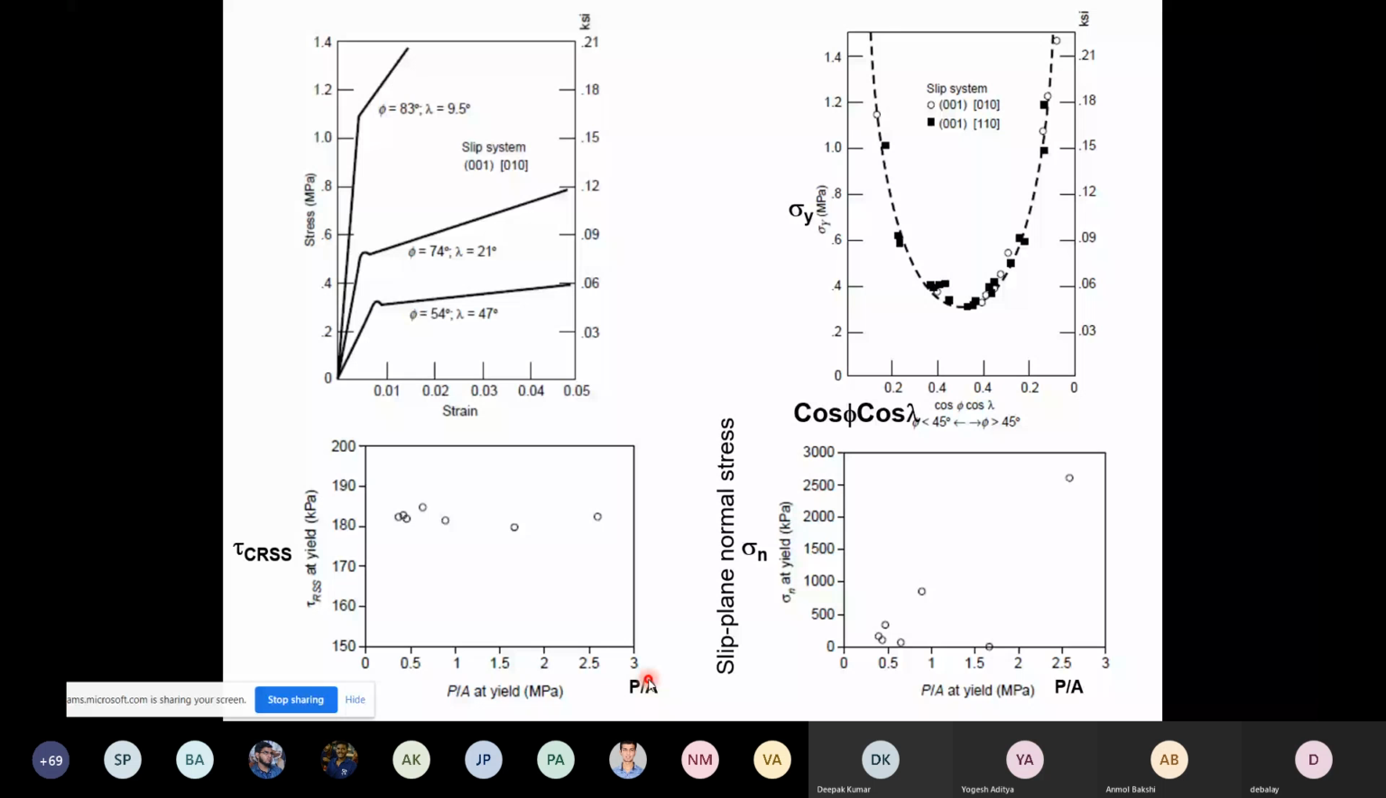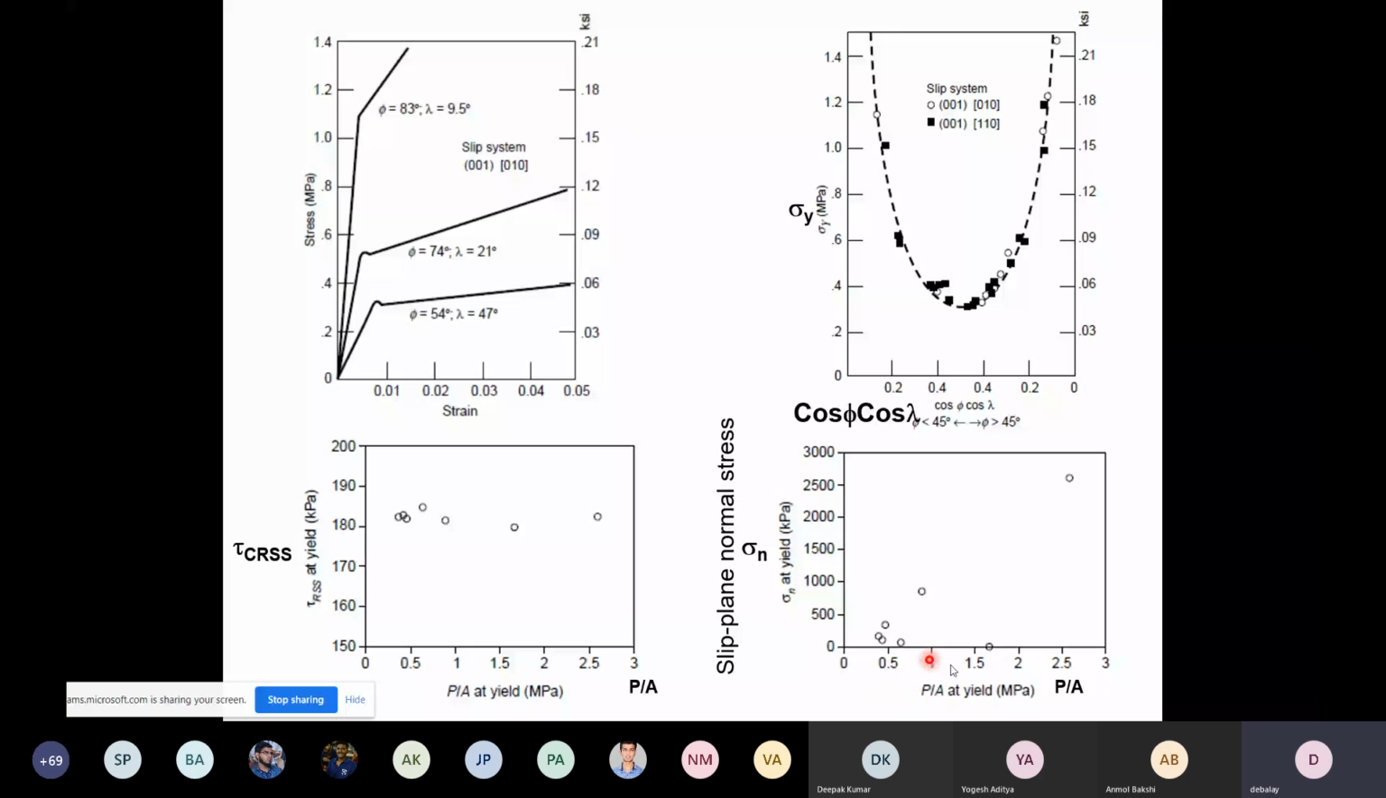But at the time of yielding, the resolved shear stress necessary for yielding remains almost constant. So that defines the critical resolved shear stress. On the other hand, the stress along the slip plane normal direction, sigma n, is also changing with the P by A value. So that tells that slip plane normal stress is not important. The slip plane normal stress can be very high or very low at the time of plastic deformation start.